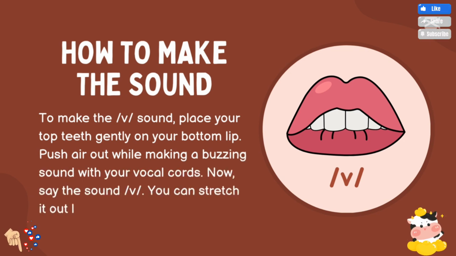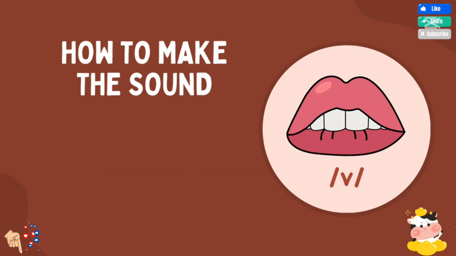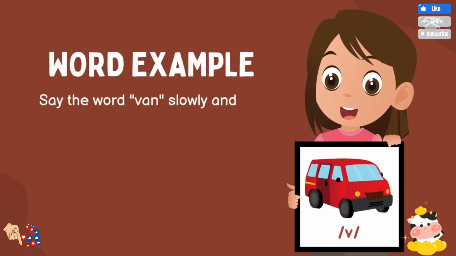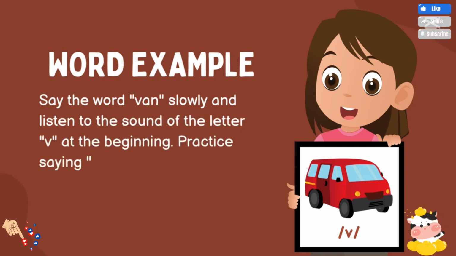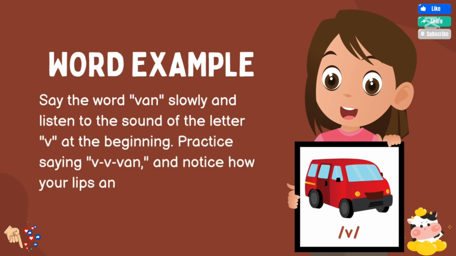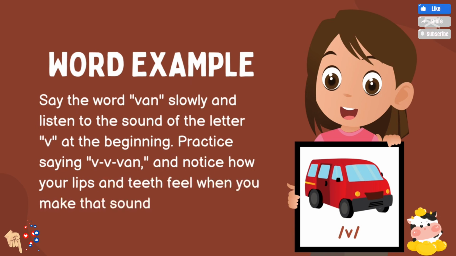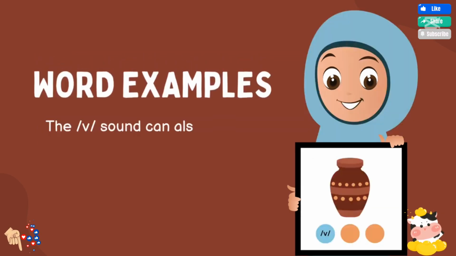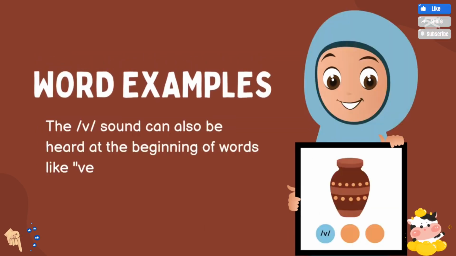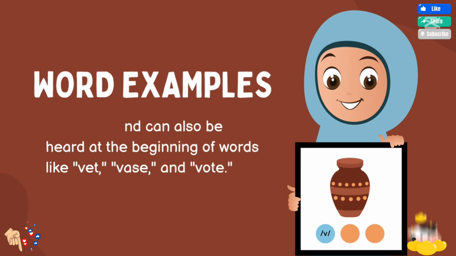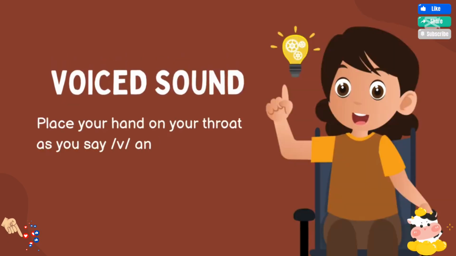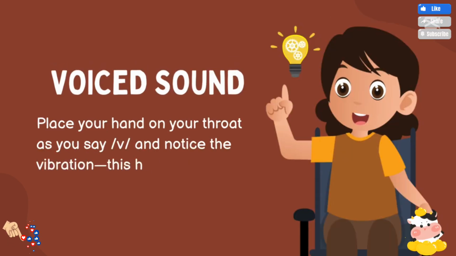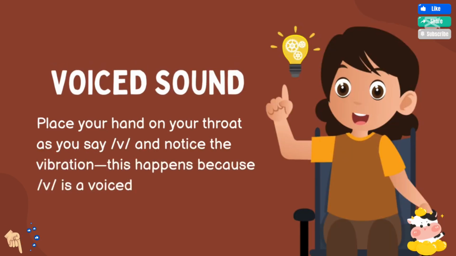V. Word example. Say the word van slowly and listen to the sound of the letter V at the beginning. Practice saying V, van, and notice how your lips and teeth feel when you make that sound. The V sound can also be heard at the beginning of words like vet, vase, and vote. Voice sound. Place your hand on your throat as you say V and notice the vibration. This happens because V is a voice sound.